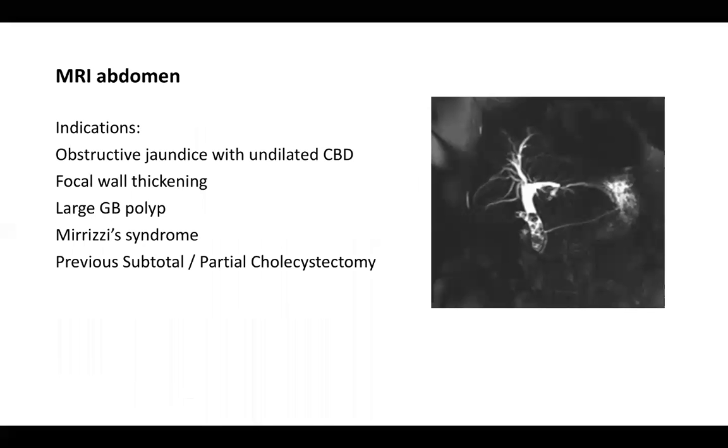Focal wall thickening, large gallbladder polyp, Mirizzi syndrome, a previous subtotal or a partial cholecystectomy who comes back to you with symptomatic gallstones, residual gallstones, please consider doing an MRI to look for abnormal anatomy in that area. If a patient has had a previous surgery, it means that it was difficult. These patients, you should consider doing another investigation apart from just a simple ultrasound.